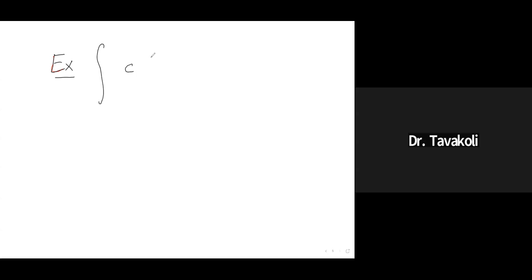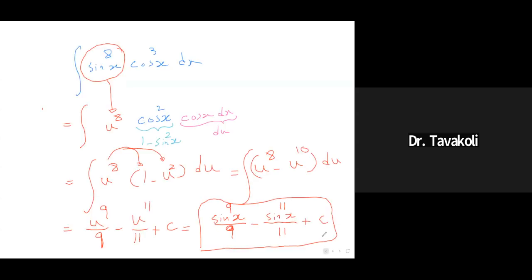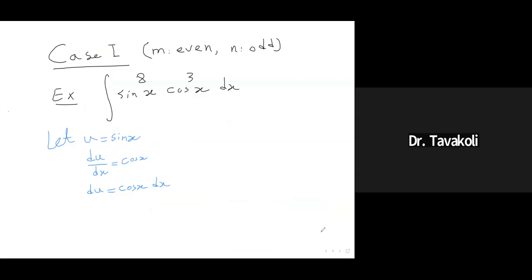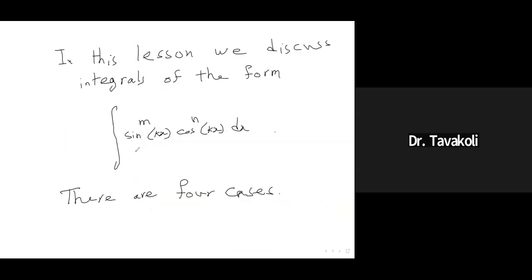In the next example, I don't see sine, just cosine cubed. And also let me make the coefficient of x 10x. As I mentioned earlier, we are dealing with integrals of the form sine to some power of kx, cosine to the power of n kx.